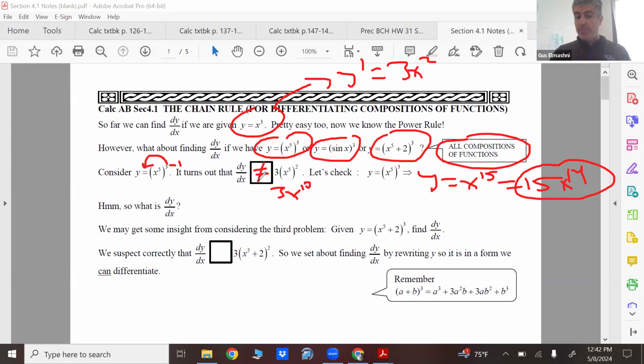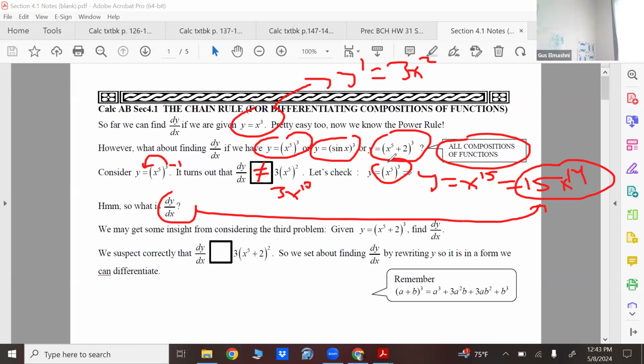So that's not true. You have to be careful here, because some people might think, oh yeah, let's move the 3 to the front, drop the exponent by 1. So what is dy over dx? Great, we just expanded it and then took a derivative afterwards. But you don't have that luxury, especially for sine x raised to the third power.